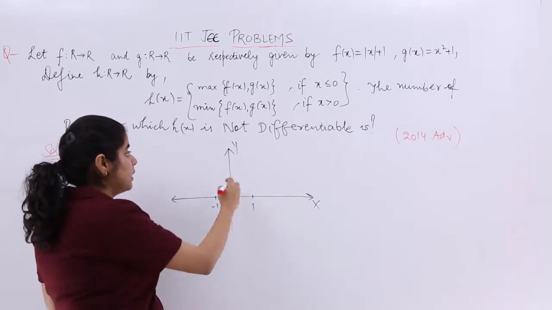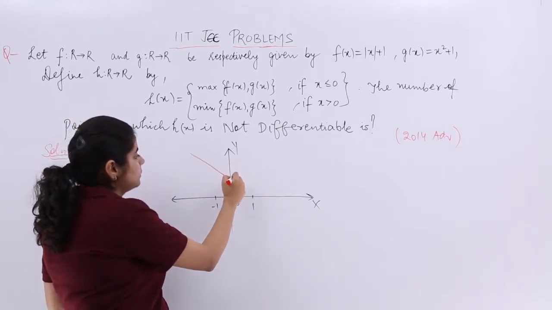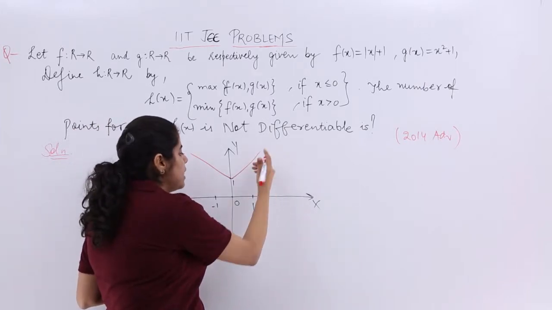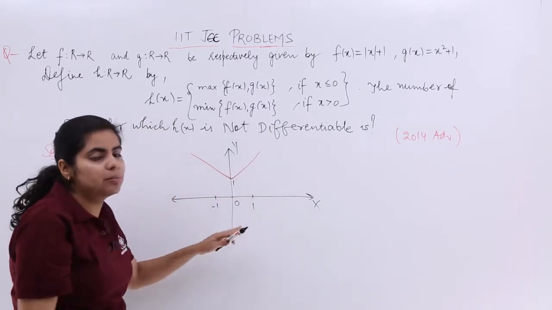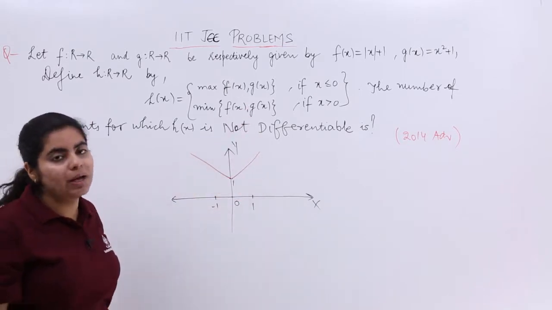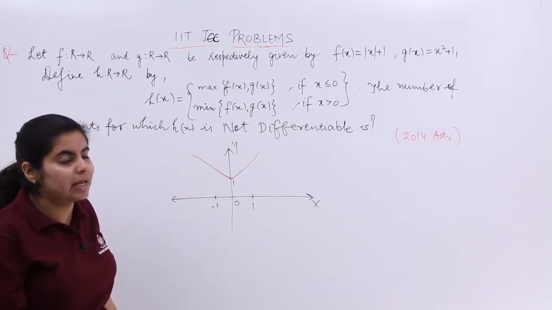So mod x plus 1 graph will be what? It will be something like this, right? This is mod x plus 1. Because mod x was the V near about origin, but here it is plus 1, so it should be vertically shifted 1 point above the y axis.